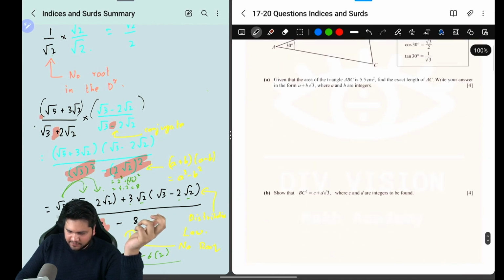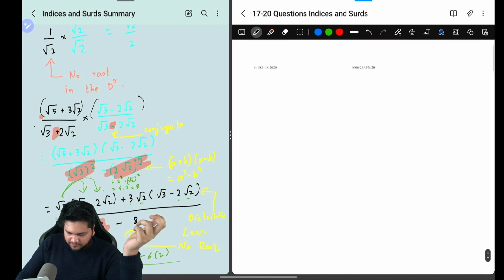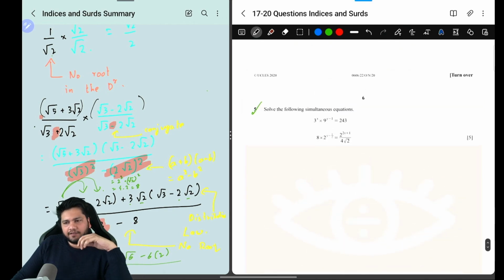I think it's the same question getting repeated. That's it. That's all you have in indices and such.